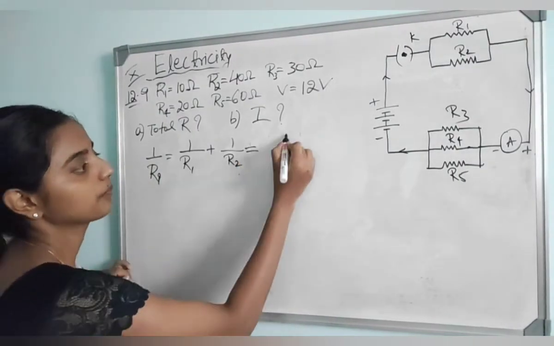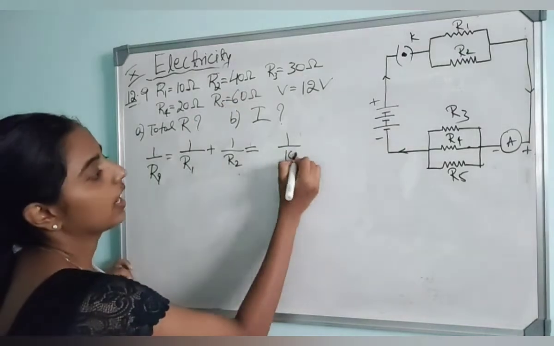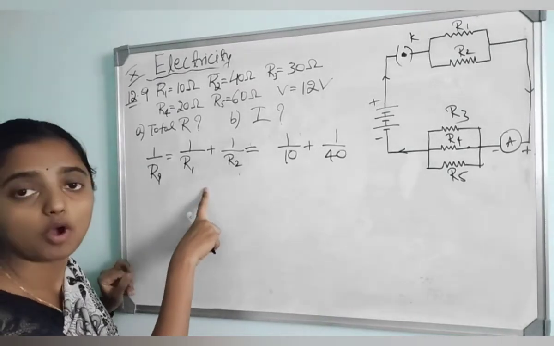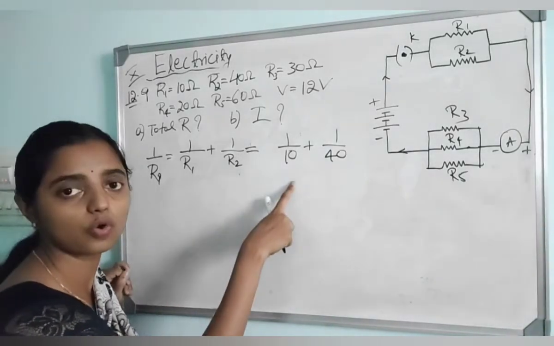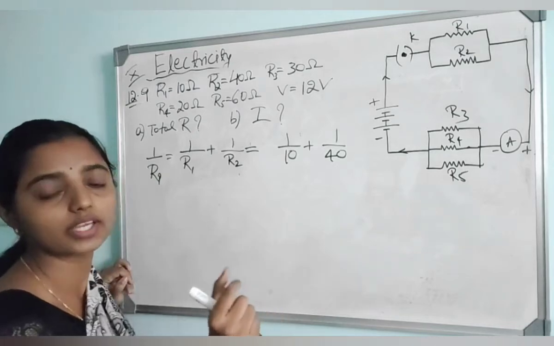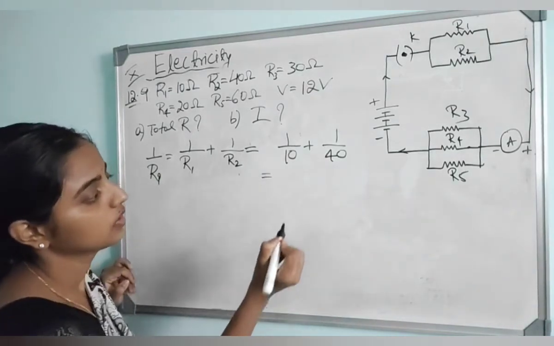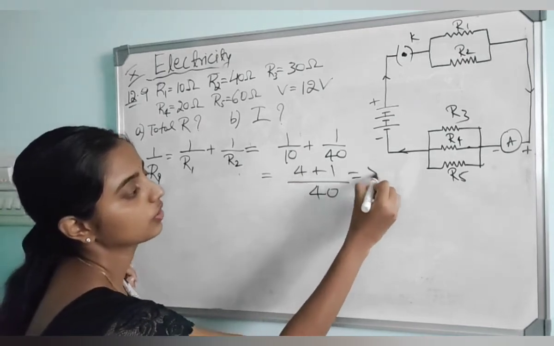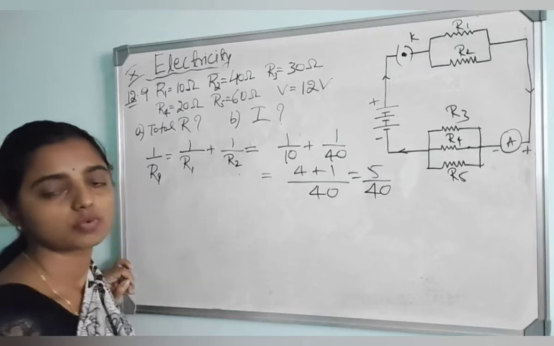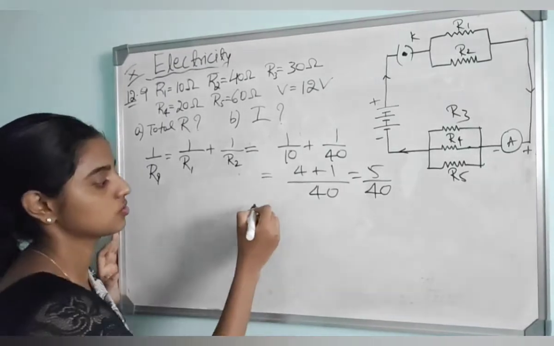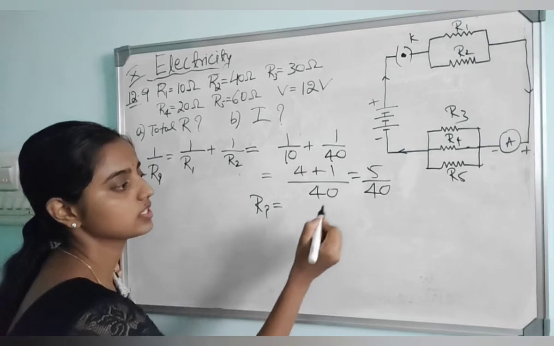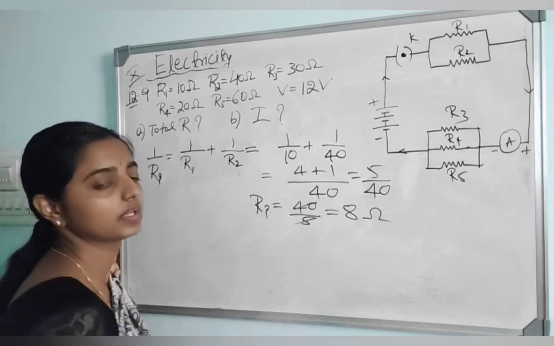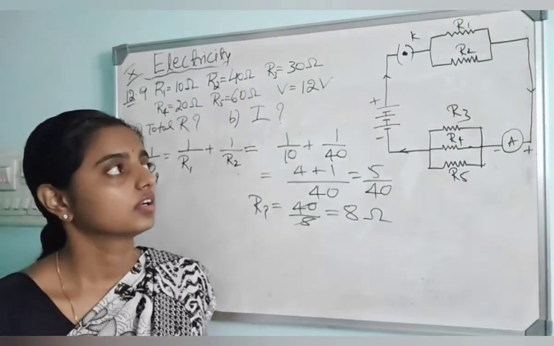So what is R1? This one is 10 and R2 is 40. Remember, always write the formula first, which carries marks, then go with substitution, and write everything step by step. So here, LCM is 40. 4 tens are 40, 1 fours are 4, so how much will you get? 5 by 40. What is the next step? Reciprocal. So Rp equals 40 divided by 5. So 8 ohm is the answer for the first part.